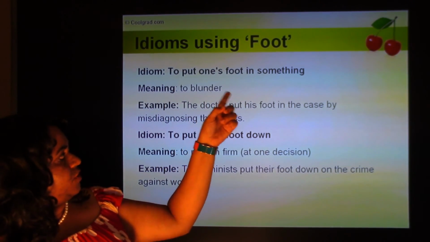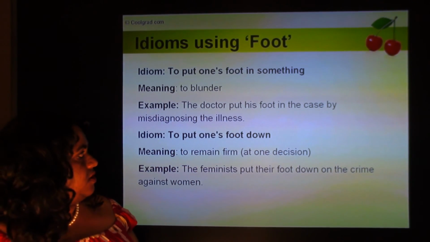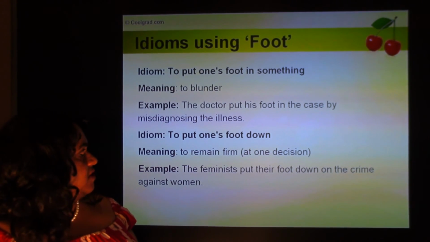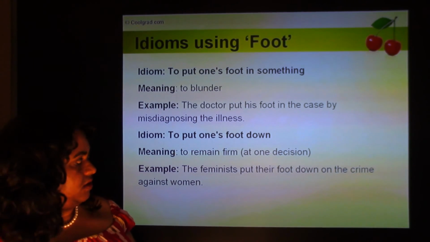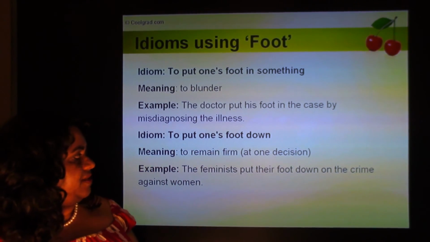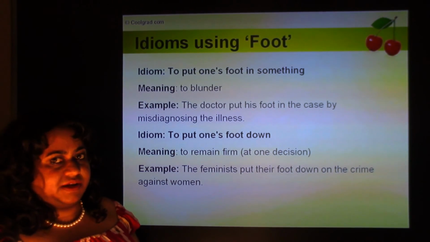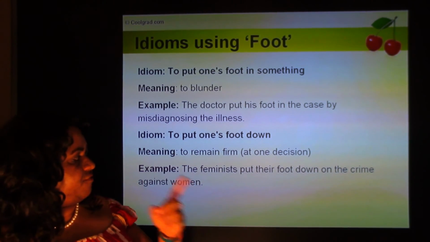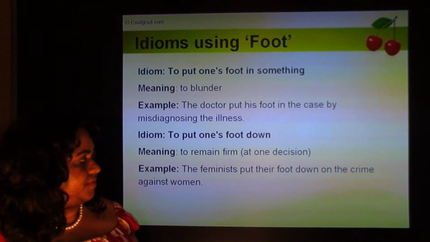To put one's foot in something means to blunder. The doctor put his foot in the case by misdiagnosing the illness. To put one's foot down means to remain firm in one's decision. The feminists put their foot down on the crime against women.